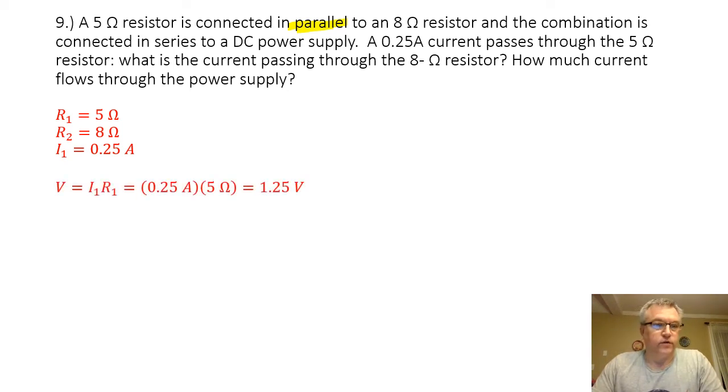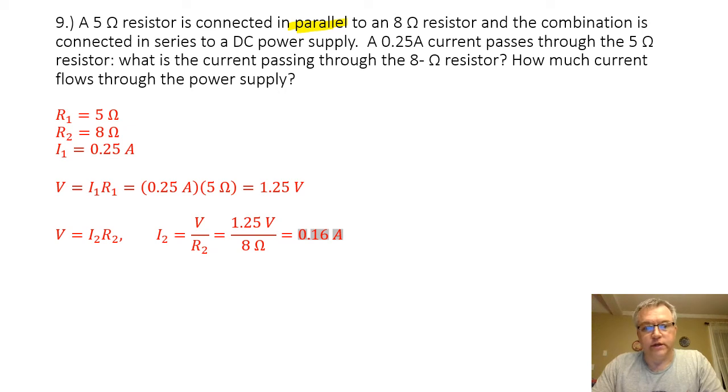So to find the voltage of resistor 1, I have to multiply the current of that resistor times the resistance, 0.25 amps times 5 ohms is going to give me a voltage of 1.25 volts. I can now apply that to resistor 2, and to find the current of resistor 2, I divide the voltage by the resistance of resistor 2. So 1.25 volts divided by 8 ohms will give me 0.16 amps.